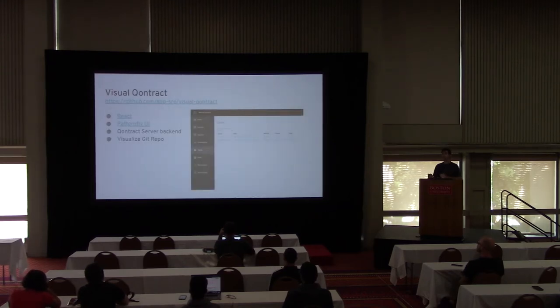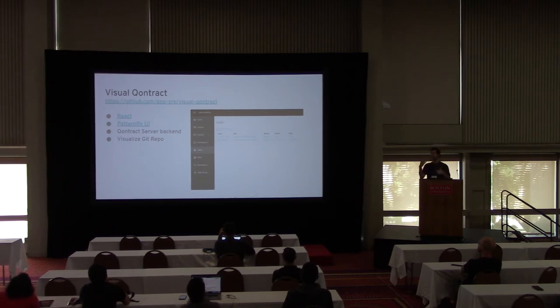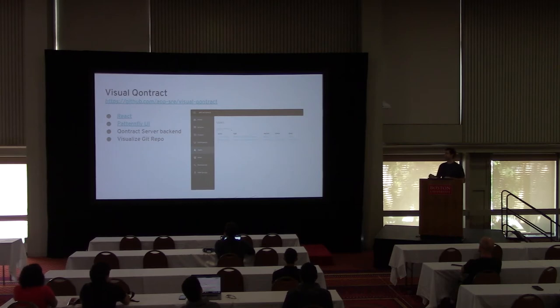Another tool that we build around this is Visual Qontract. Visual Qontract is essentially... the Git repo that we have has a lot of references going from one document to another. And navigating this as a human, sometimes it's a bit confusing. If you want to follow stuff, you have to keep jumping from one file to another. So the Visual Qontract is just a React app that displays this information.